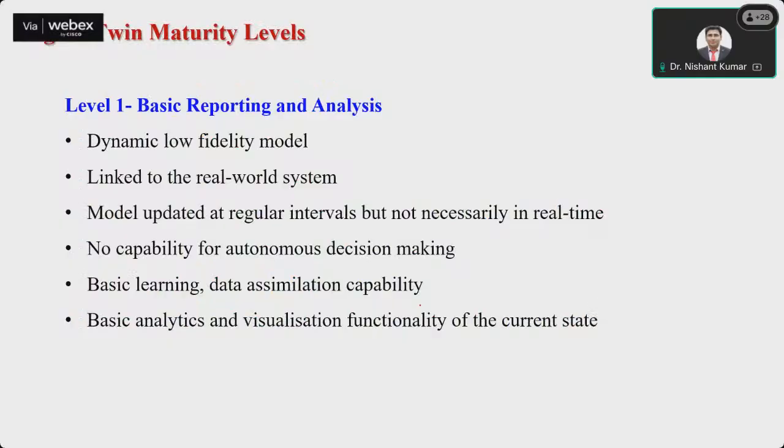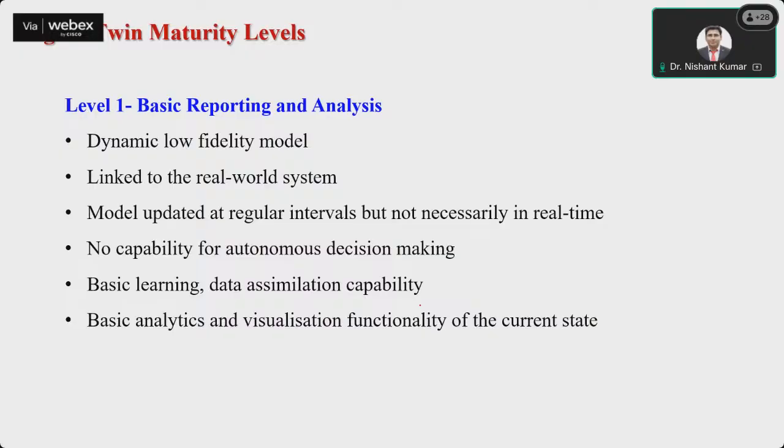This digital twin is also, as I told, not new. Here the maturity matters. Suppose you are going to build a digital twin for a particular system, so maturity is also important. Whenever we build this, we will decide the maturity. So this developed digital twin is at what maturity level? This maturity level depends on the performance capability.